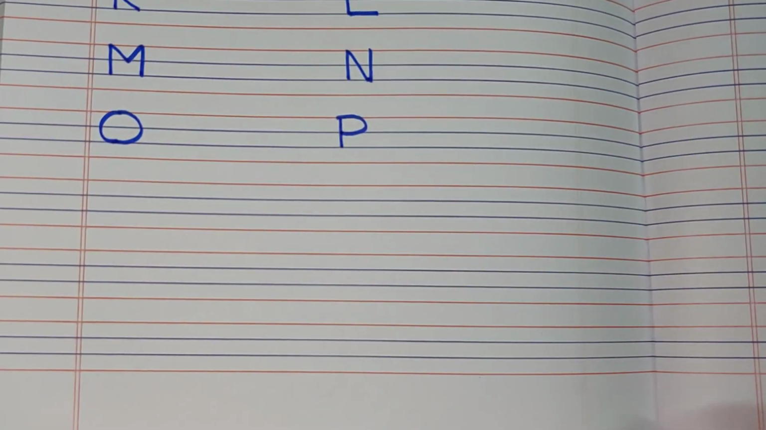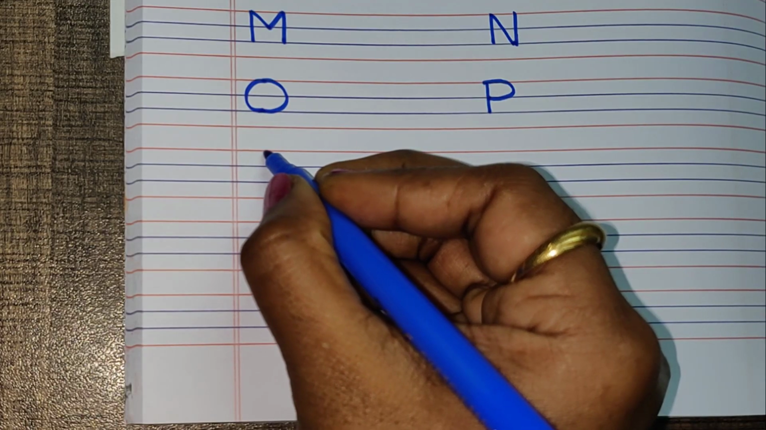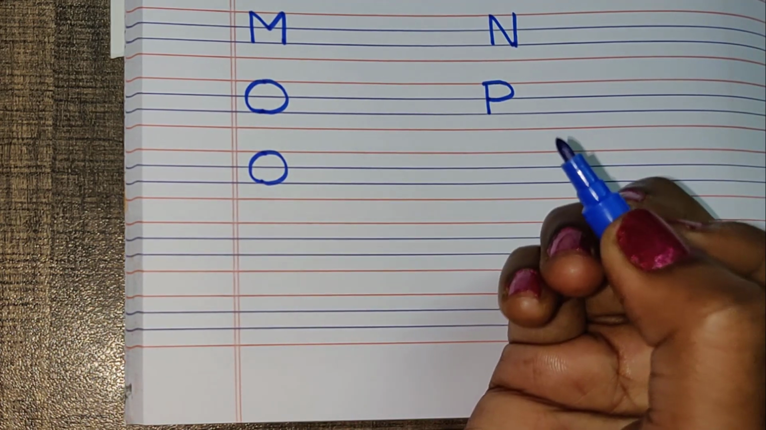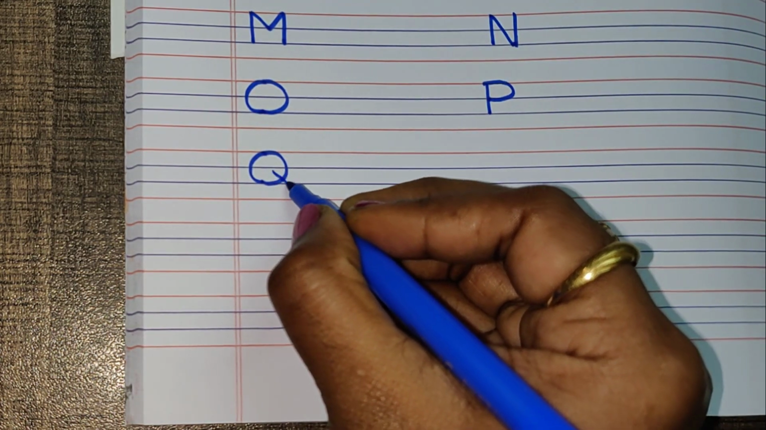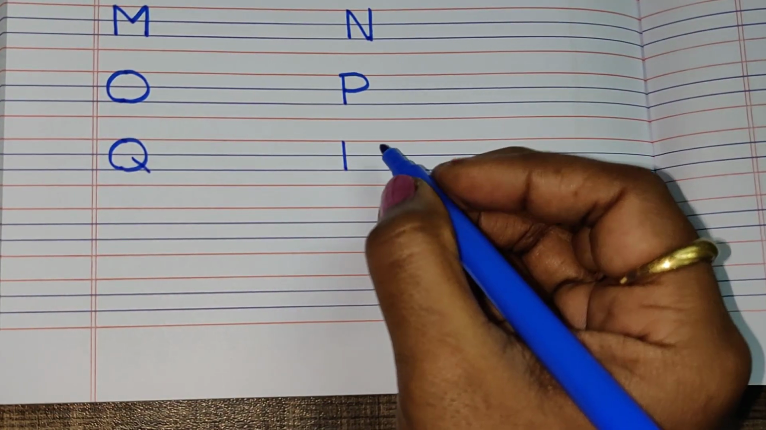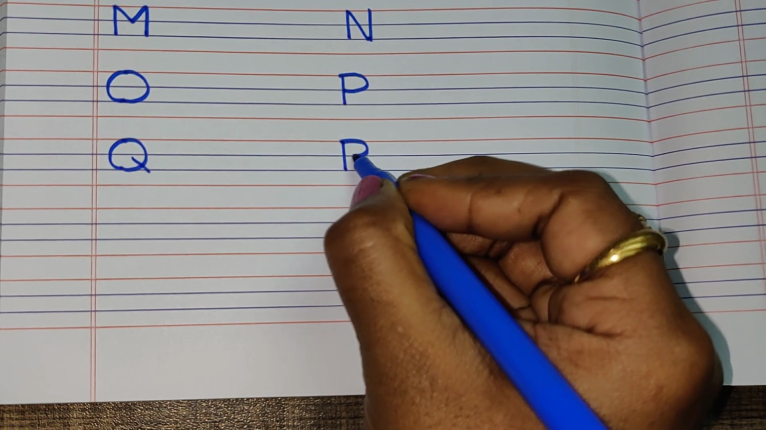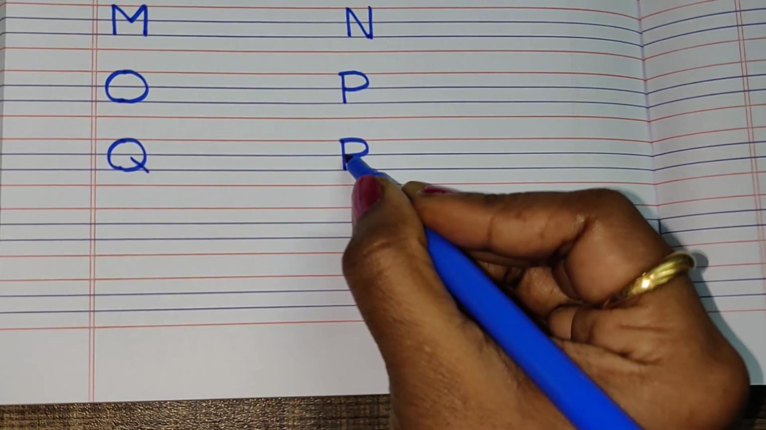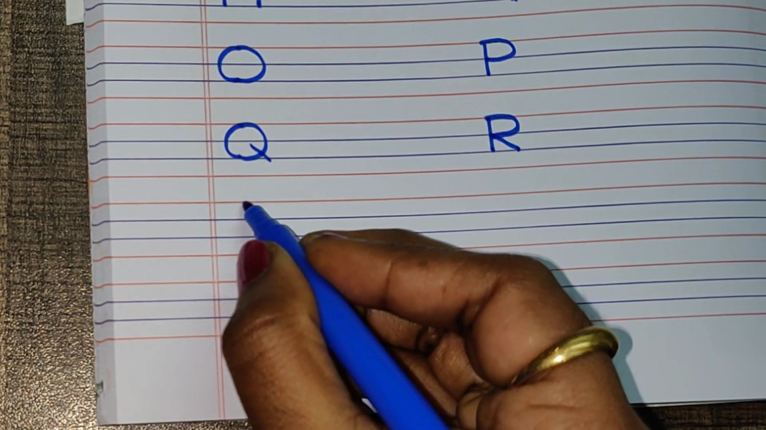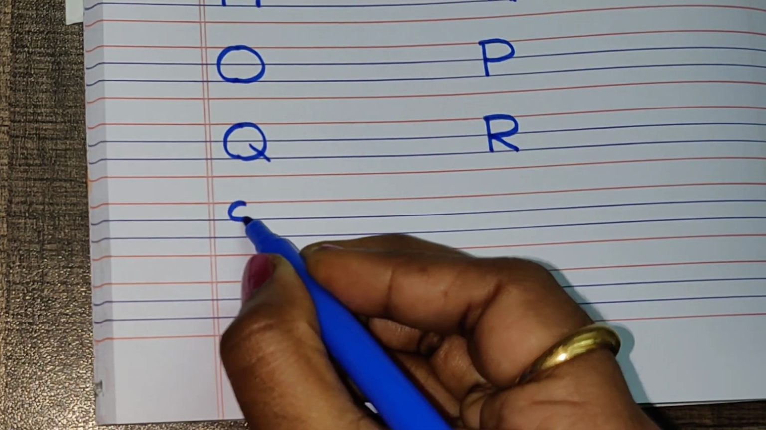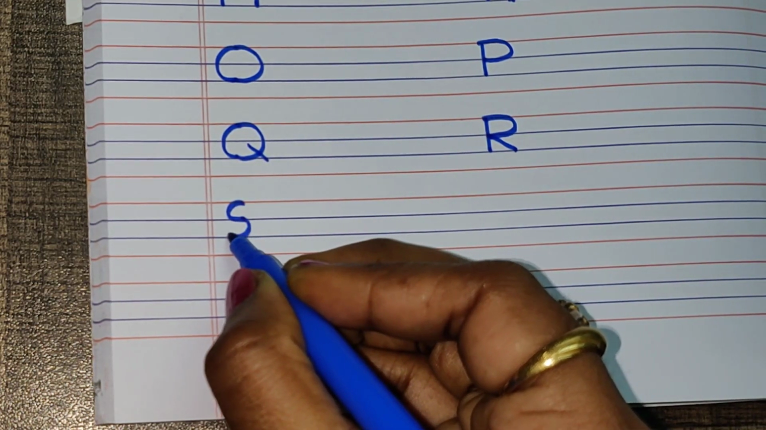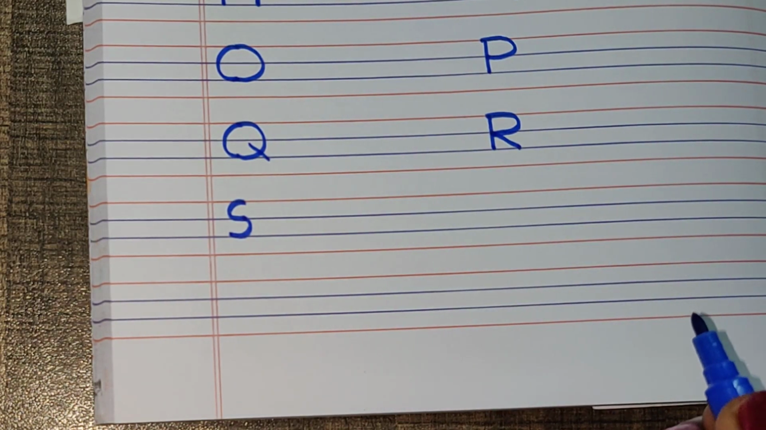Next is O, see, two C curves, one C curve and an opposite C curve which makes O. So next is P, a standing line with an opposite C curve in between first line and second line which makes P. So next is Q, already we have written O, so the same way first we put O and a small slanting line which makes Q. Next is R, same way like P, first we write P and continue with a small slanting line which makes R, very easy.